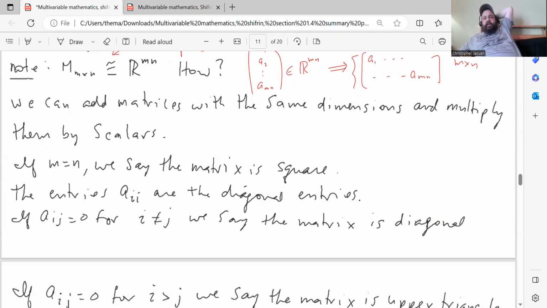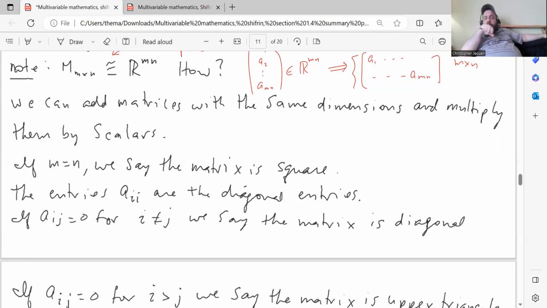We can add matrices with the same dimensions and multiply them by scalars. So in other words, because of the isomorphism, you could treat the elements of M_{m by n} as you would in Rmn, except you're thinking of it as a matrix instead of a column vector, like I said. So you can add matrices together, as long as they have the same dimension, and you can multiply them by scalars.